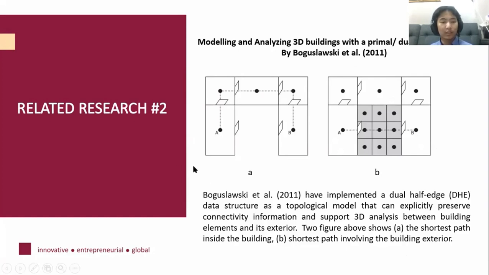The next related research is modeling and analyzing 3D buildings with primal and dual data structure by Boguslawski in 2011. In this study, Boguslawski implemented a dual half-edge data structure as a topological model that can explicitly preserve connectivity information and support 3D analysis between building elements and its exterior. So based on the two figures above, the shortest path inside the building and also the shortest path involving the building exterior can be found.